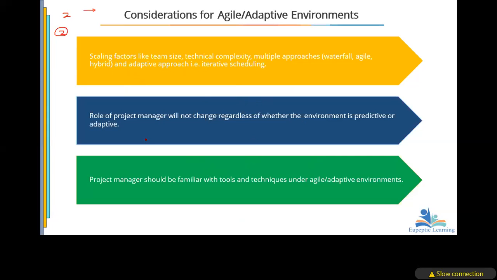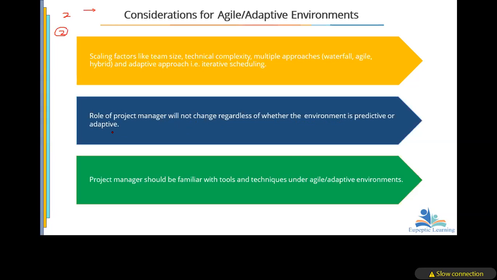Now, this is where you should note the one in blue here. The role of the project manager will not change regardless of whether the environment is predictive or adaptive. Because the project manager functions to primarily coordinate and integrate the activities. And these are the activities done by the Scrum Master.